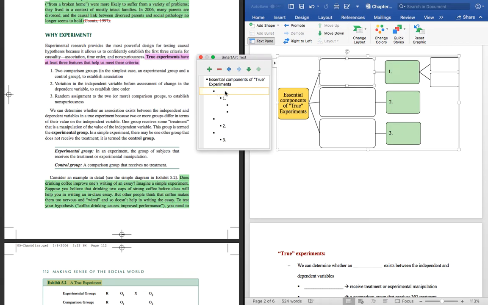The first essential component of true experiments is that we need to have two comparison groups. The reason why we need two comparison groups is that we need to be able to see whether the relationship holds true for different groups of people or participants.